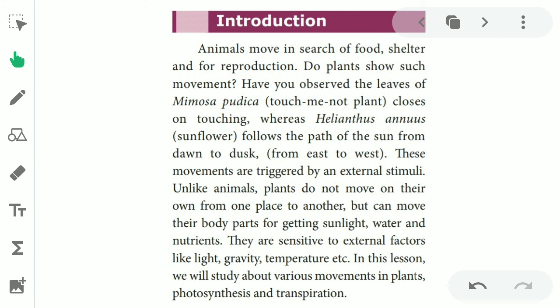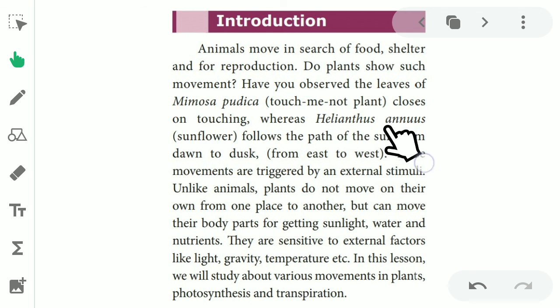Introduction. Why do animals move? Animals move in search of food, shelter and reproduction. Do you know that plants can move? Plants can also respond to the outside, triggered by an external stimulus. Have you observed the leaves of Mimosa pudica, the touch-me-not plant? When we touch the plant, it closes its leaves.